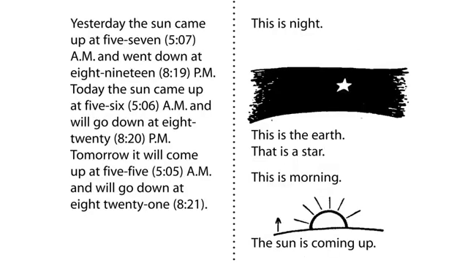Yesterday, the sun came up at 5:07 a.m. and went down at 8:19 p.m. Today, the sun came up at 5:06 a.m. and will go down at 8:20 p.m. Tomorrow it will come up at 5:05 a.m. and will go down at 8:21. This is night. This is the earth. That is a star. This is morning. The sun is coming up.